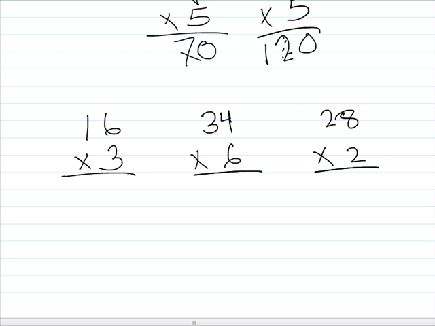Before I do, I'll race you. On your marks, get set, go. 3 times 6 is 18, carry the 1. 3 times 1 is 3, but adding the 1 makes it 48. Next. 6 times 4 is 24. Carry the 2. 6 times 3 is 18. Adding the 2 makes it 20.